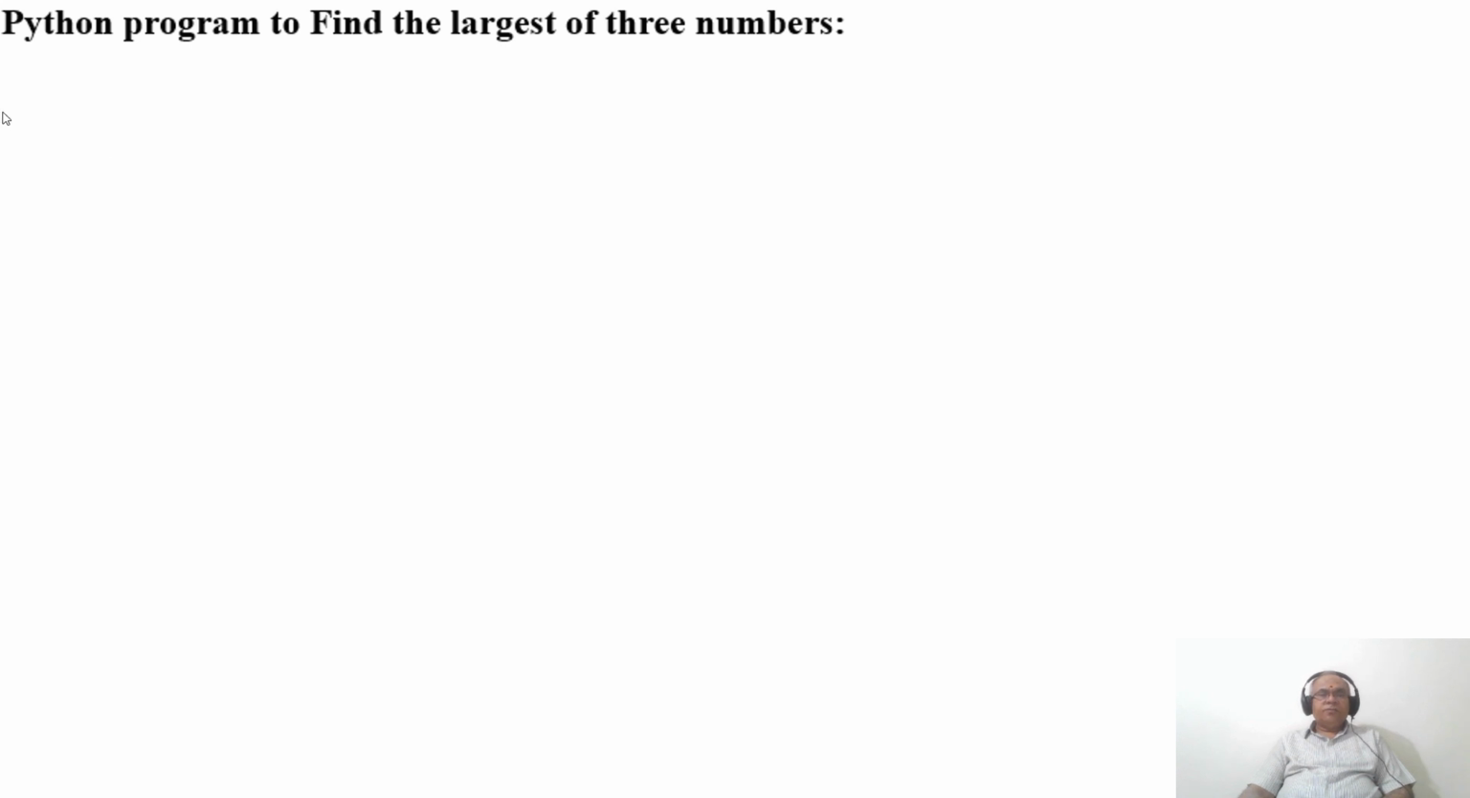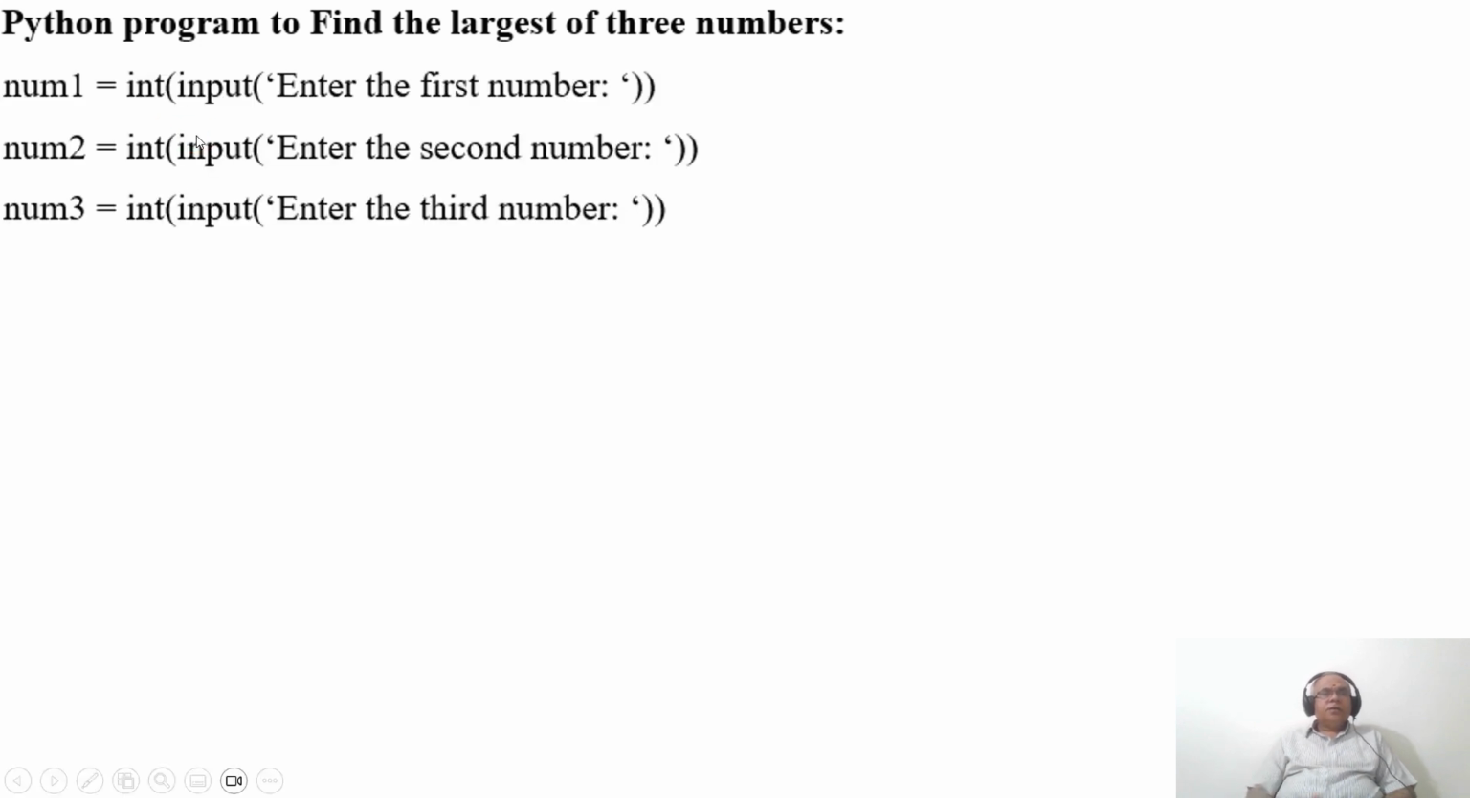Now, in this video, we are going to find the largest of three numbers using a Python program. First, I need to give the input. I want to enter three numbers: num1, num2, num3. So num1 will be int(input("Enter the first number")), because in Python, whenever you give an input, it is considered as a string. So I have to convert that into an integer. Likewise for num1, num2, num3.